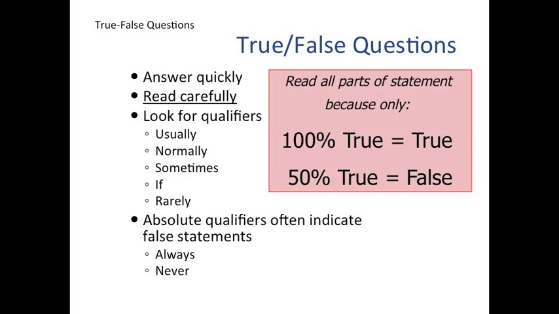So this is, again, a lesson in reading carefully, answering quickly, looking for qualifiers: usually, normally, sometimes, if. And then whenever you see something that's an absolute qualifier, become a little suspicious. So if you see an always, a never, a no, a not, an all, those are indications that something is either always true or always false. And that's actually quite difficult to prove. So when you see an absolute qualifier in a question, I want you to circle it and take pause.